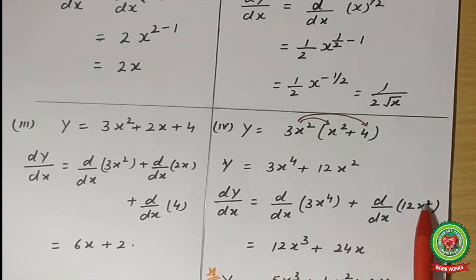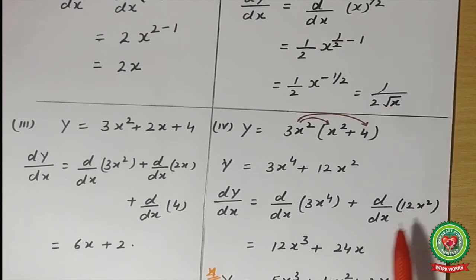12x cube. 12 into 2 is 24. 2 minus 1 is 1. 24x. It will be the answer there.